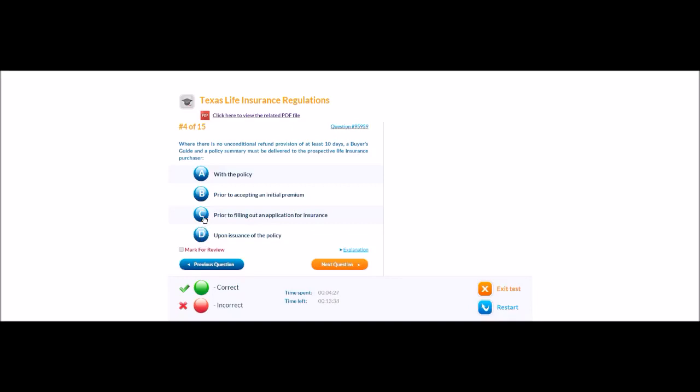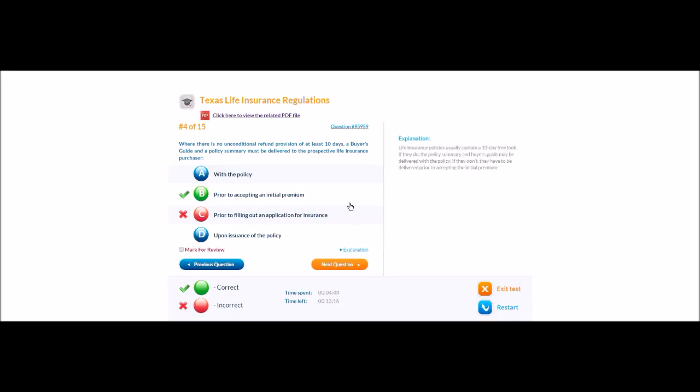Okay, prior to filling out the application for insurance. Let's try this. Upon issuance of the policy, prior to accepting an initial premium. Okay, there you go. So prior to accepting an initial premium.